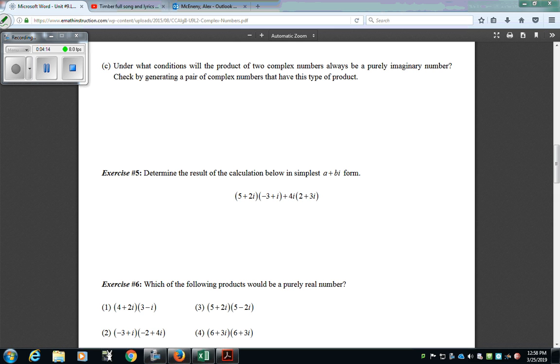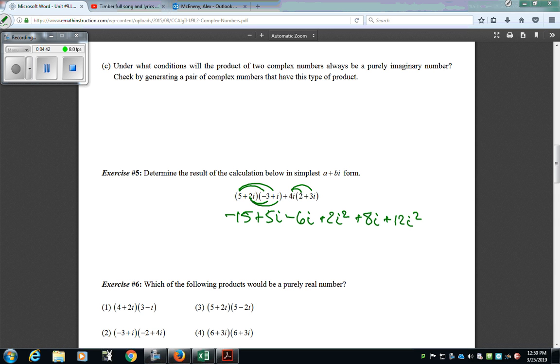So in this case, we get 5 times negative 3, which is negative 15. 5 times i would be positive 5i. 2i and negative 3 would be negative 6i. 2i and i would be positive 2i squared. And then we got 4i times 2 and 4i times 3i. So 4i times 2 would be 8i. And 4i times 3i would be positive 12i squared.